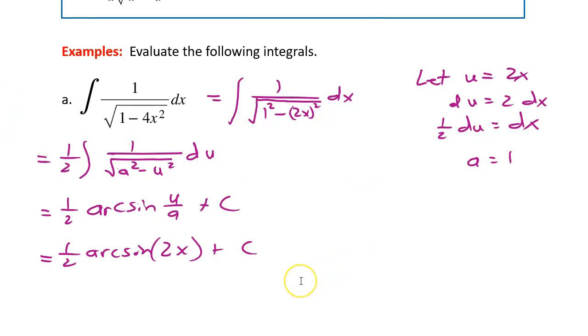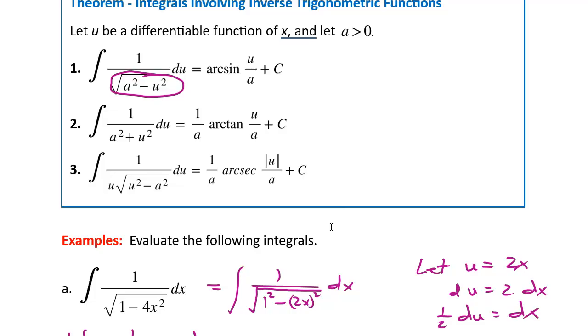So the key here is to make sure you define u and a. Once you have u, it's like a u substitution, so you have to take the derivative of that. If you have any extra multipliers, like in this case we have the 1/2, make sure you deal with that. Otherwise, we're just going to use the formula once we identify the pattern.